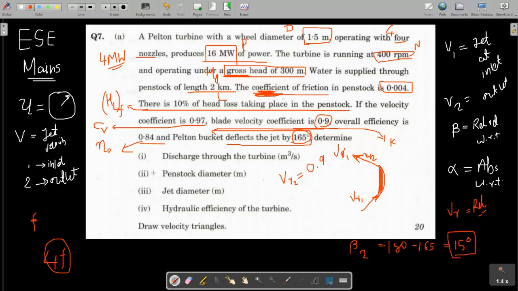We have to determine four things: discharge through the turbine, Q, penstock diameter, I am writing dp, jet diameter small d, and hydraulic efficiency of the turbine. And also we have to draw the velocity triangles. So we will go one by one. First of all we have to find the discharge through the turbine.